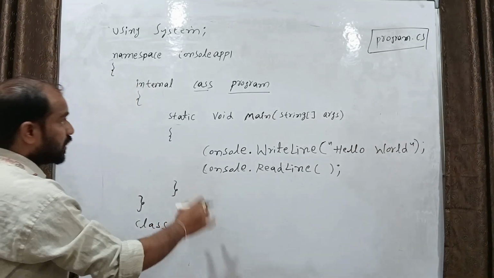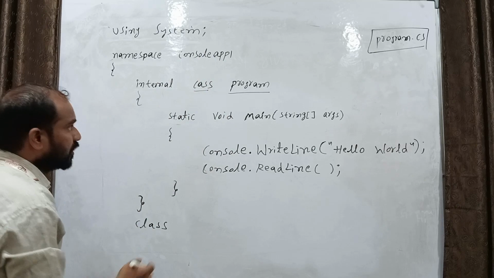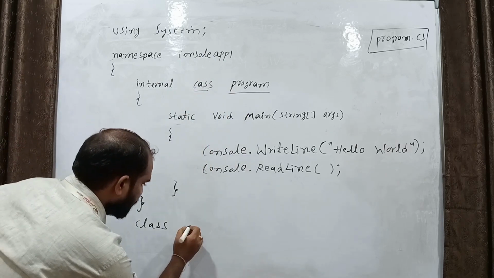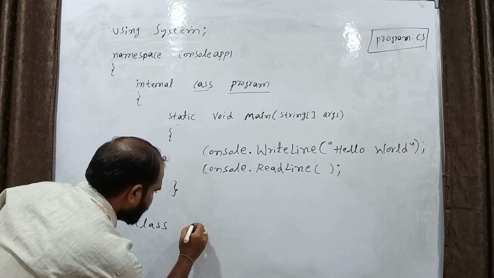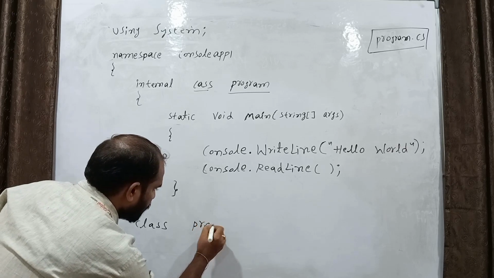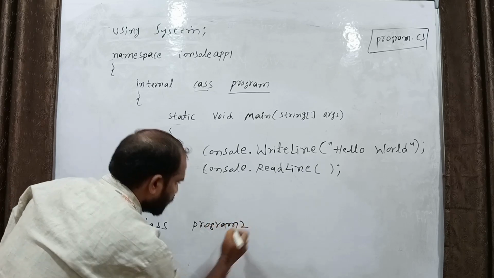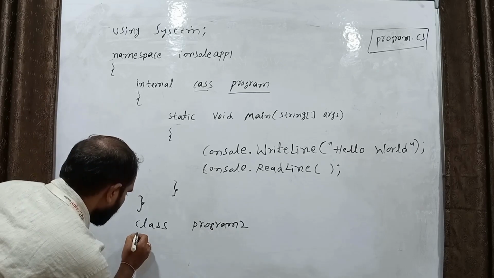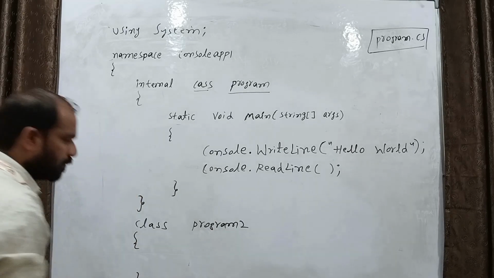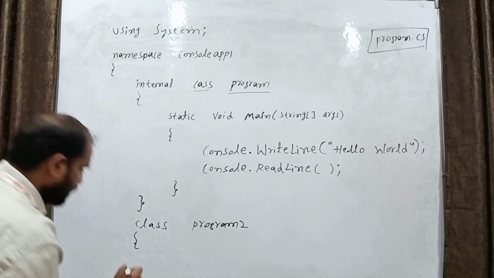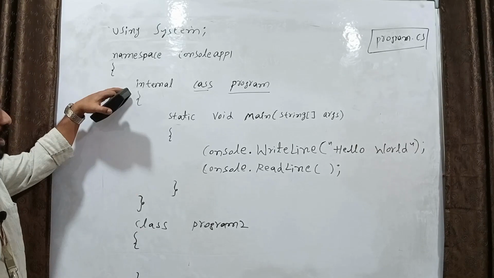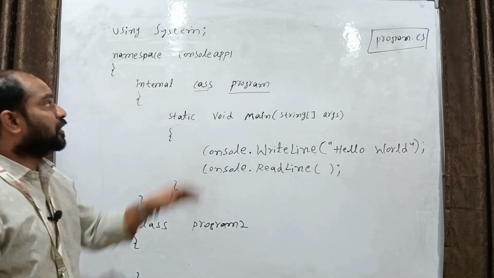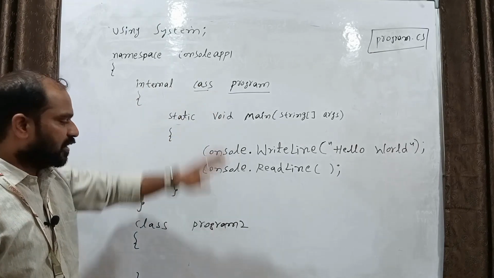Now you can create one more class inside your namespace. You can choose your own name for your class. I will go with the class name Program2. You can choose your own name here. Then open the body, close the body, and close the namespace. Now, how many classes do we have under the namespace ConsoleApp? Two classes. So with this, we can say that a namespace is a collection of classes.